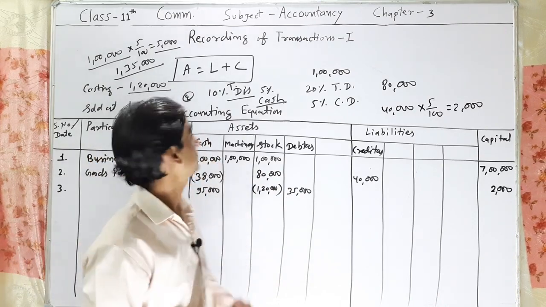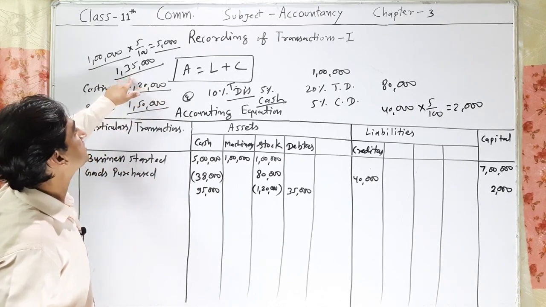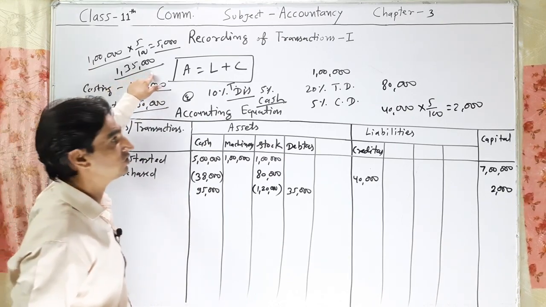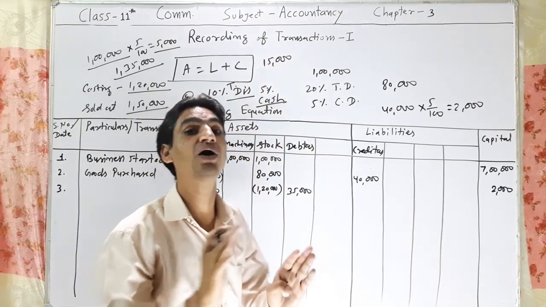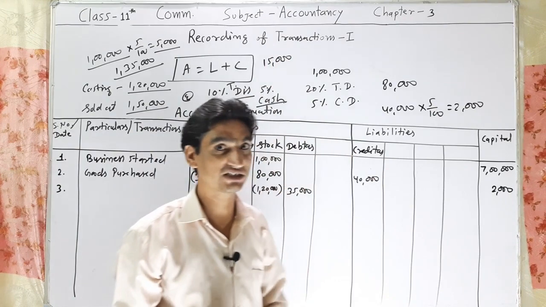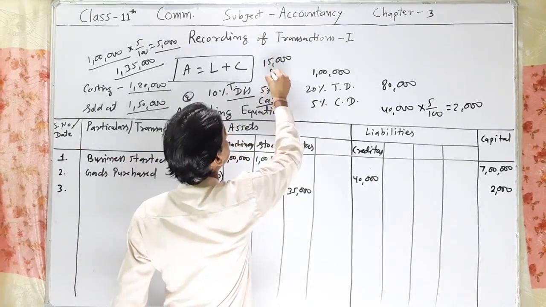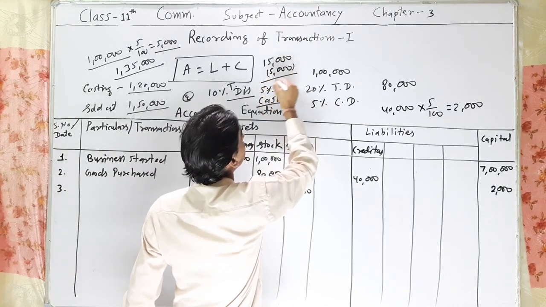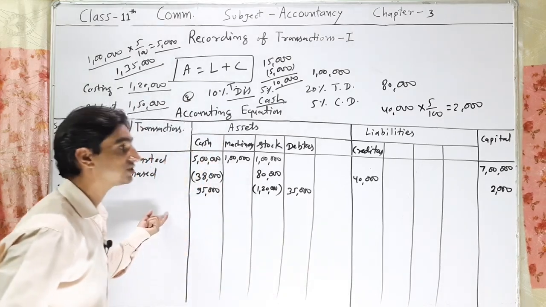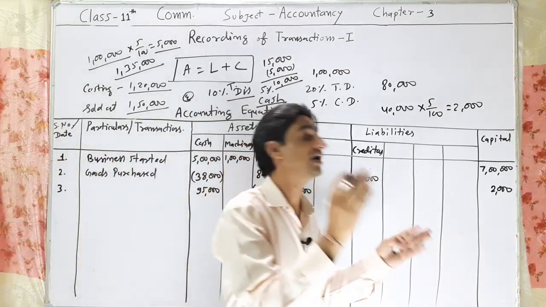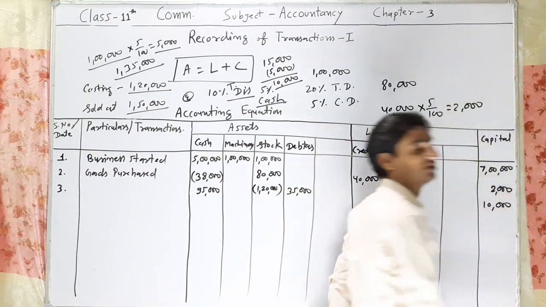The profit: the cost price is rupees 1,20,000 and the selling price is rupees 1,35,000. So you got a profit of 15,000 by this transaction. Minus 5,000, which we have allowed as discount. So what is the net profit? The net profit is rupees 10,000 on this transaction, and the net profit will be added to the capital balance.